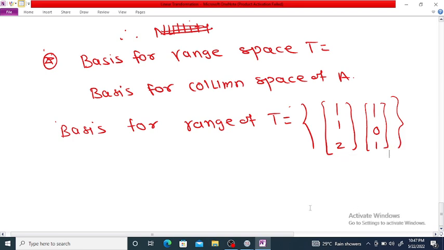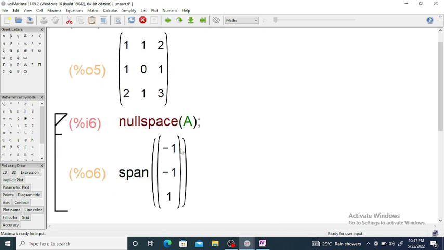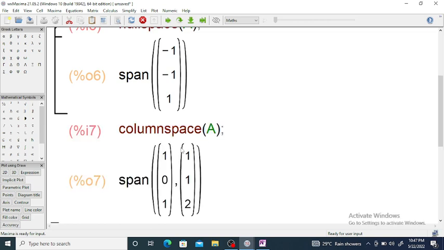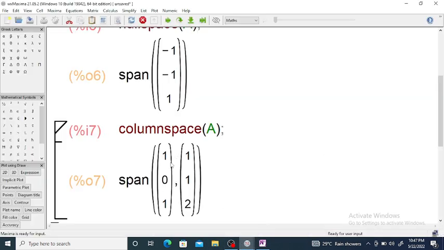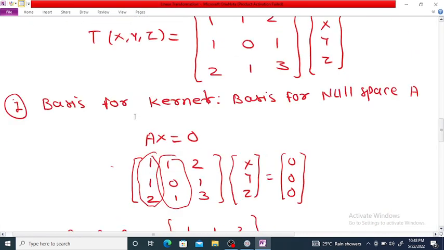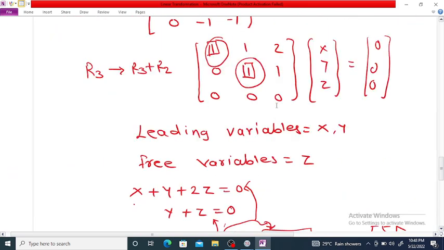Now you can use Maxima also. Now already we have entered here matrix A, and we determine null space of A. Now if you write here column space of A, you can check here (1, 0, 1) and (1, 1, 2), and here also we get the same (1, 1, 2) and (1, 0, 1). So this way you can find a basis for kernel of T and a basis for range of T, where T is a linear transformation.